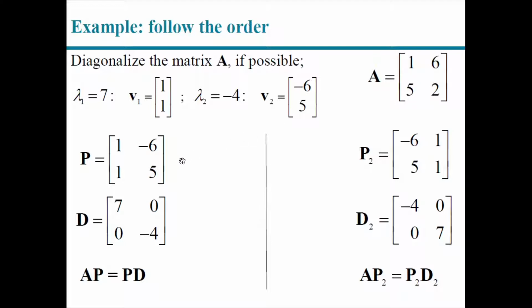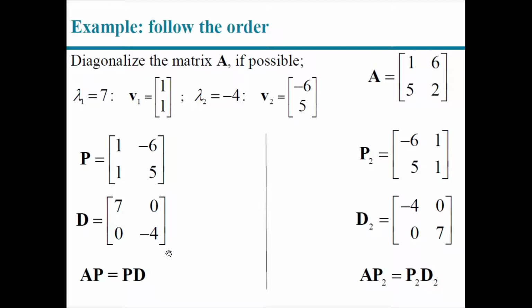Perfect. I can decide to put the first eigenvector, V1, in the first column. Therefore, I need to put its corresponding eigenvalue in the first column of the diagonal matrix. And then I decide to put the second eigenvector in the second column. Then I put its corresponding eigenvalue in the second column. That's perfect. I don't need to compute P inverse. I know P is invertible by construction.